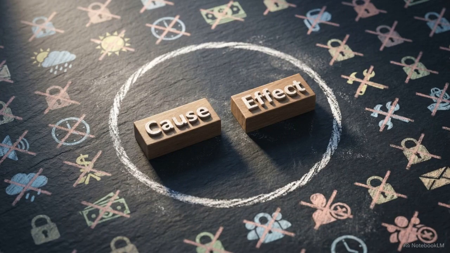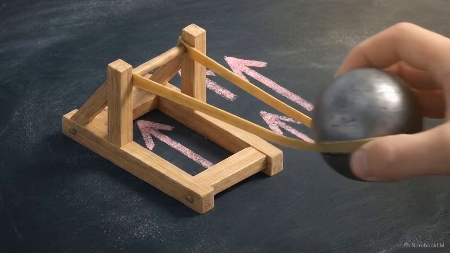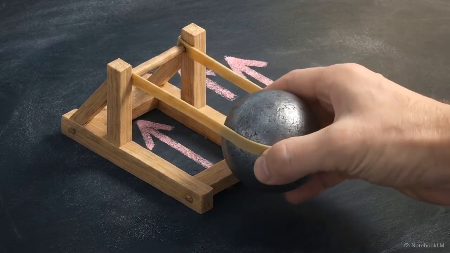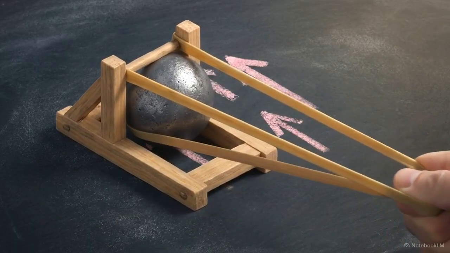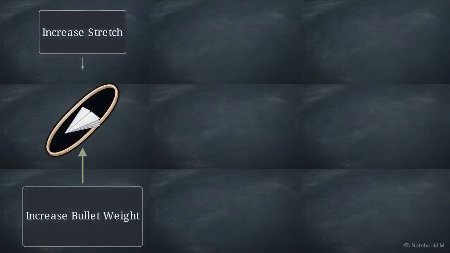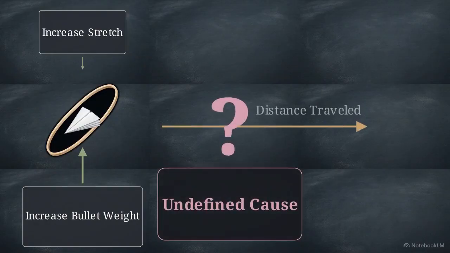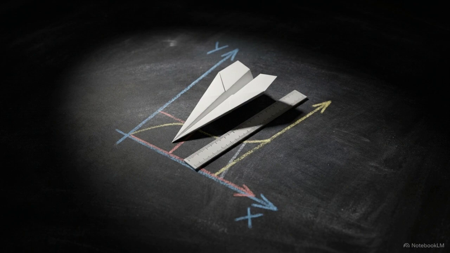For an experiment to be valid, it must be restricted to only one independent variable and one dependent variable. If you try to change the stretch distance and the bullet weight at the exact same time, the experiment fails. You lose the ability to isolate which specific cause was responsible for the change in distance. Isolating these variables strips away environmental noise, revealing the underlying facts of the experiment.